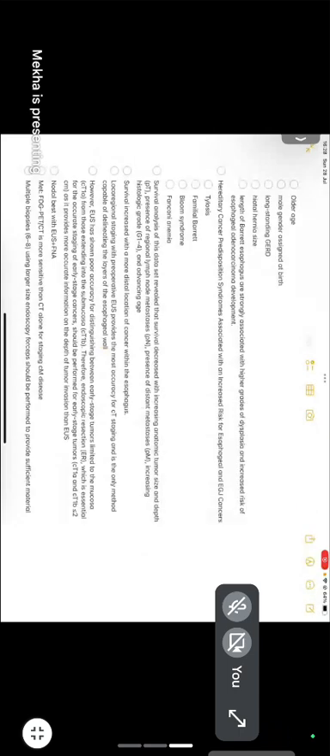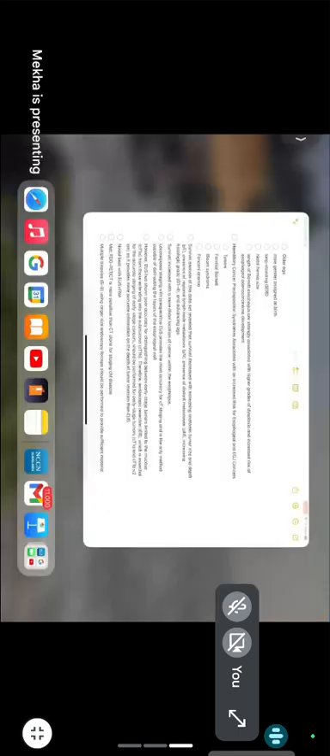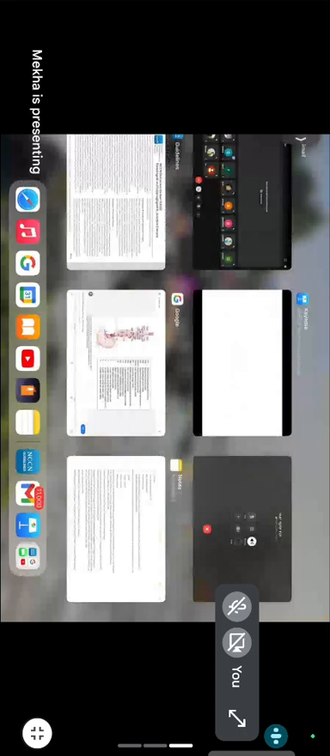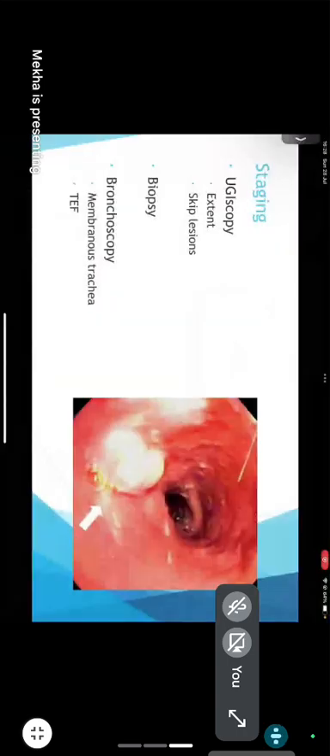Now we come to the investigations, the staging per se. The best accuracy for T staging is by EUS, and it is the only method by which we can actually delineate the layers. I didn't really tell you guys what the TNM is.